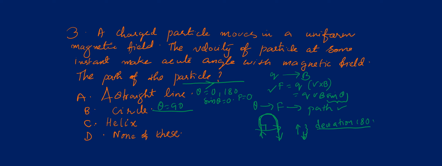Now comes our question. When it is less than 90 degrees, that is acute. Acute means less than 90 degrees. It may be 45 or any other degree. So when it enters the magnetic field at an acute angle, it goes in a helical path. So the correct option is option C.